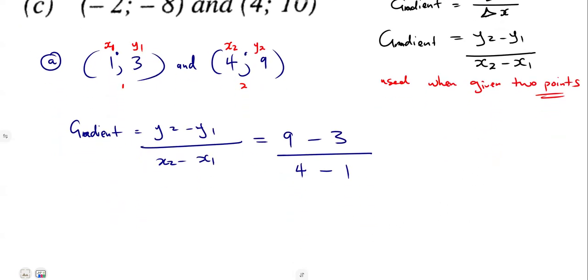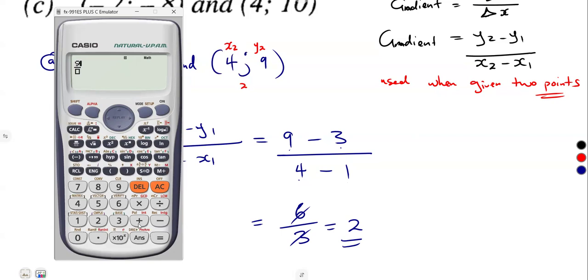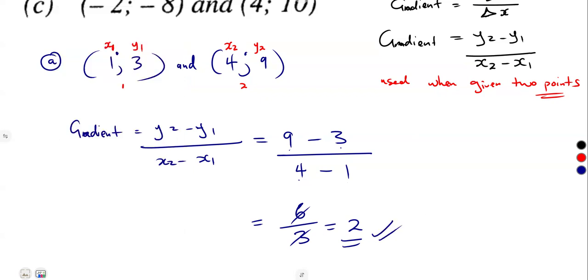So that is going to give us the gradient of the line. 9 minus 3, that's going to be 6. And 4 minus 1 is 3. And divide, that's 2. So our gradient is 2. Let us use our calculator, guys, to verify. You know, guys, the mind somehow can have these calculations done in another way. 9 minus 3 over 4 minus 1. So that's a 2, okay? So this is it. You have got your gradient from there.